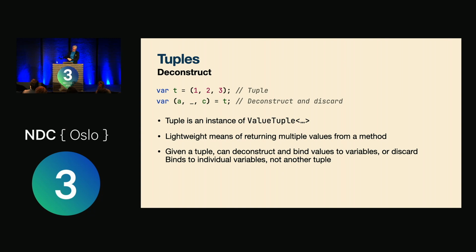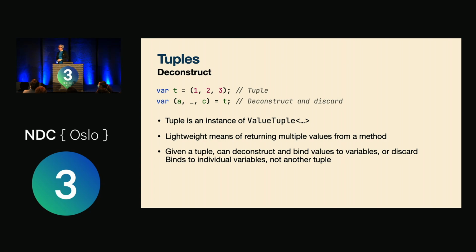So tuples. We can use tuples here, and we can deconstruct them. So a tuple is a lightweight instance of a type called value tuple. It's a struct. I forget which version of C# it was brought in, to be perfectly honest. But we've got language syntax to be able to do it.